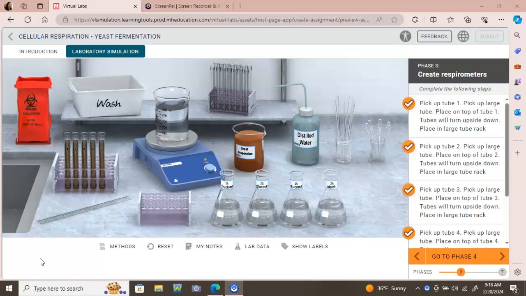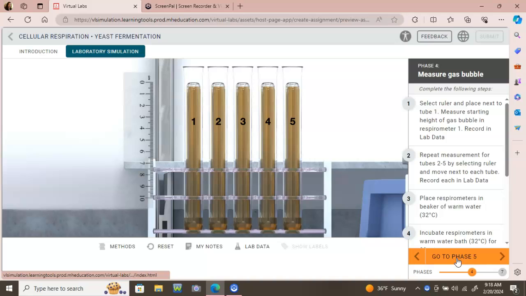I wanted to just go through this simulation. I went through the different phases that you were showing, so I want to show you what you should be seeing and make sure that you're going through all the steps correctly. At this point, I've created all of the respirometers and I'm ready to move on to phase 4. Now I need to take my initial measurements, my time 0 measurements.